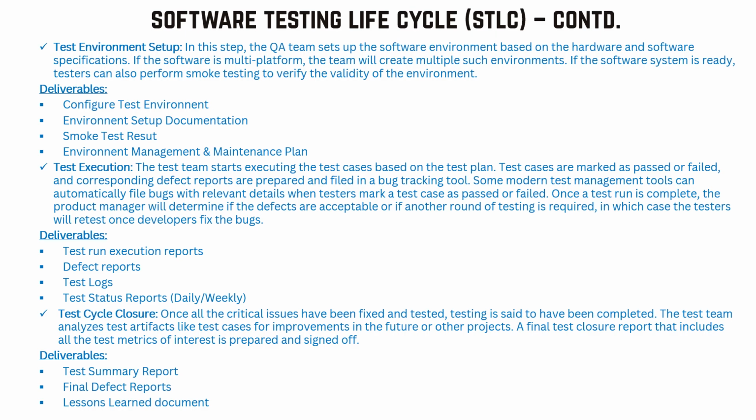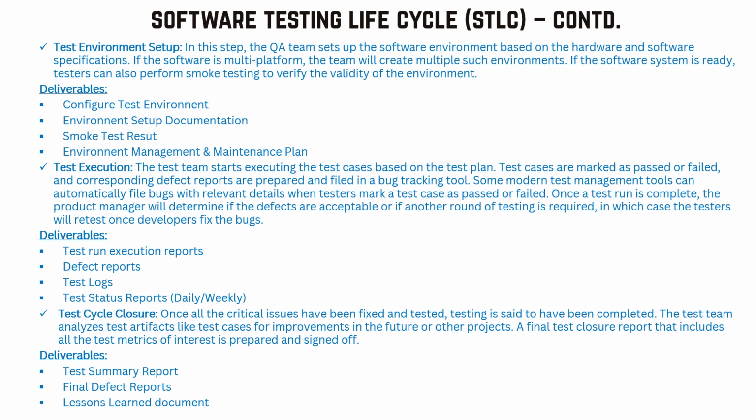Now the next three important phases of the STLC process are the test environment setup, test execution, and test closure. As part of the test environment setup, once your test development and development are also completed, in this step the QA team sets up the software environment based on the hardware and software specification. If the software is multi-platform, the team will create multiple such environments. If the software system is ready, the tester can also perform a mock test to verify the validity of the test environment, with basic high-level testing.